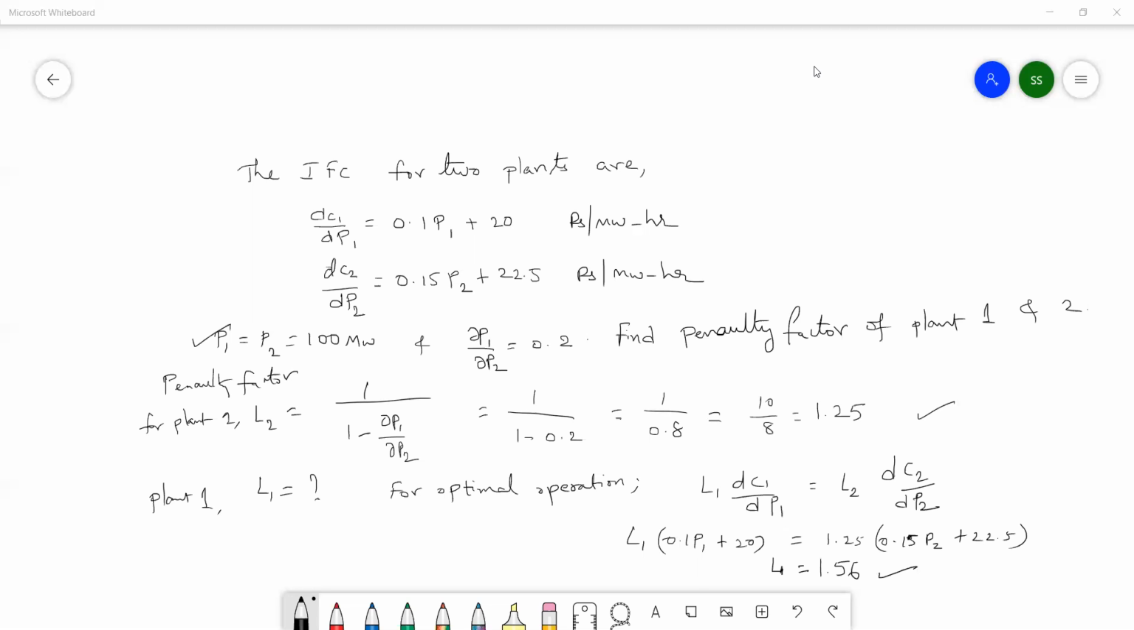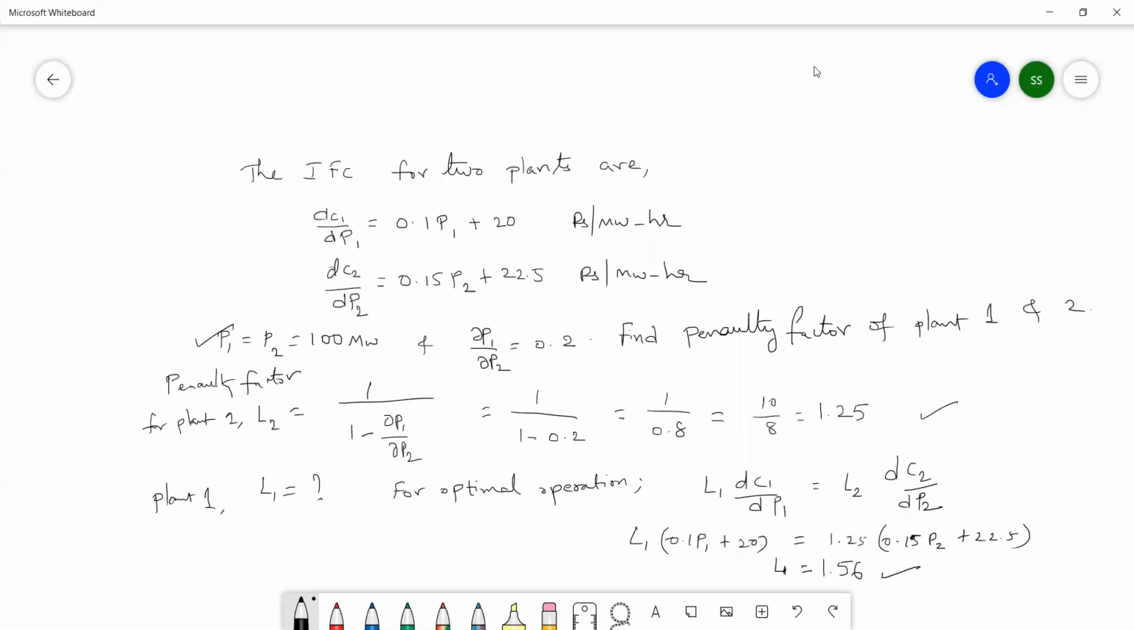Right, we will move on to the next problem. So shall I clear this white screen? Yeah, okay, fine. 1.56. So 1.56 is the final answer for the penalty factor of plant 1. Right.